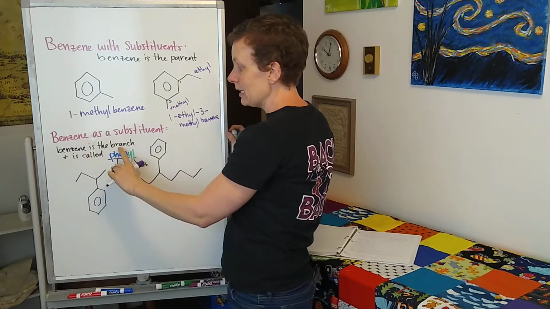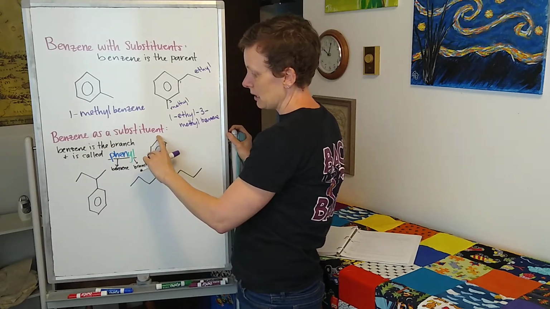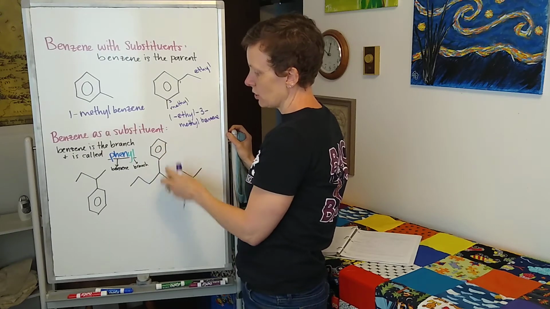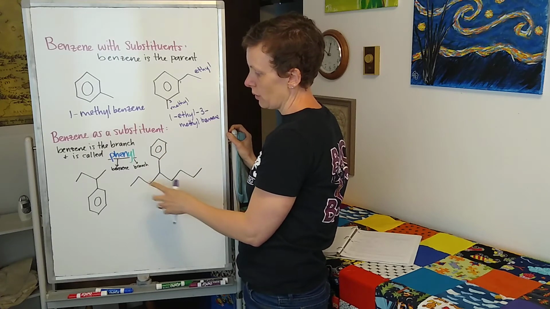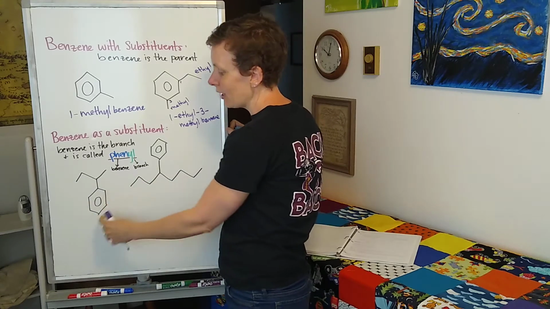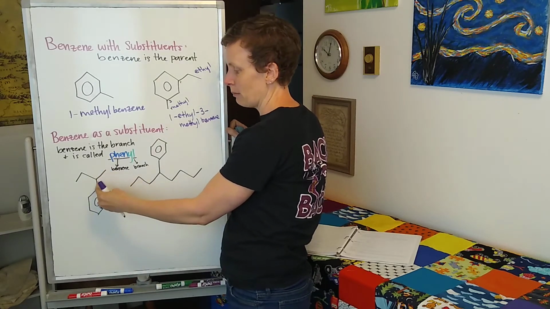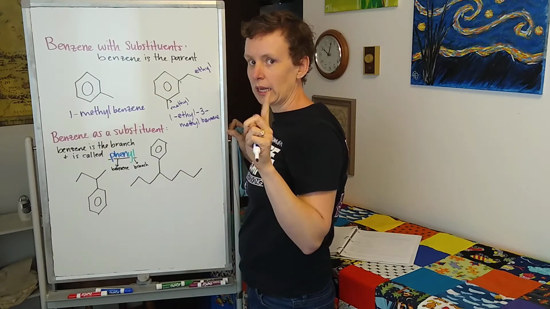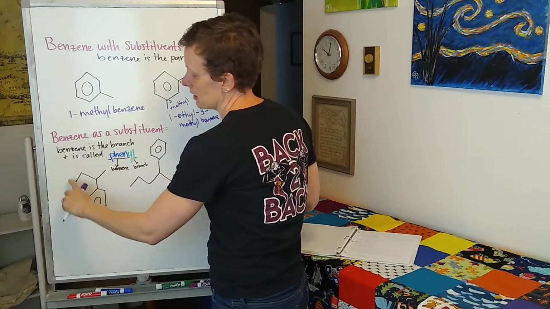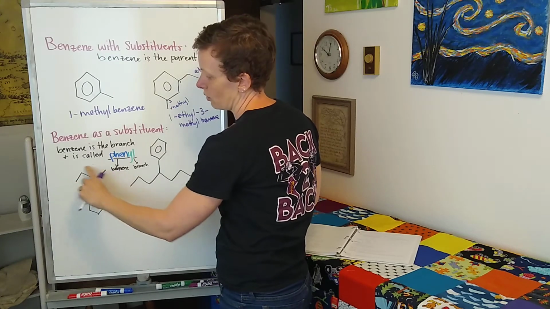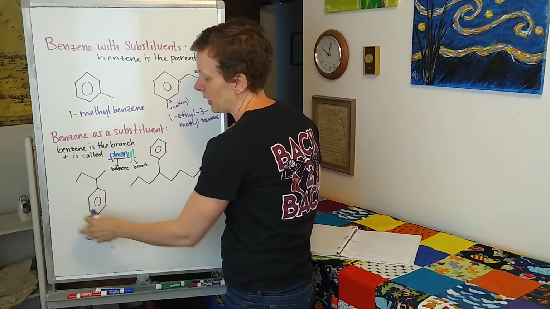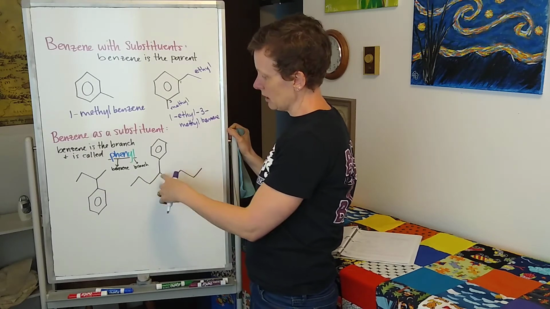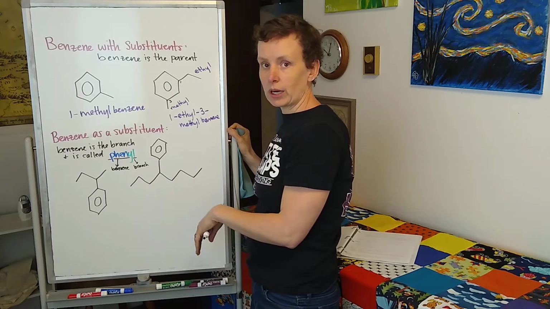Now, when benzene is the branch, benzene as the substituent, we have a chain, and then we have benzene attached to that chain. Okay, so if we look at this, this kind of looks like benzene with a branch, but then the branch has a branch. We don't get that complicated. There's only one branch, okay? So this is my parent. This short molecule here is my parent, and benzene is attached to it as a branch. This long one is my parent, and benzene is attached to it as a branch.